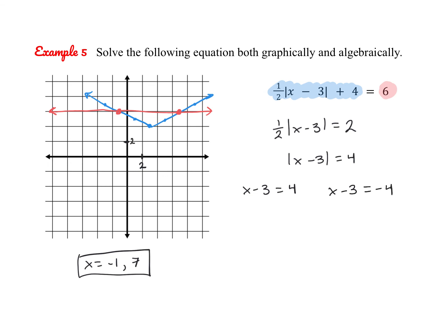So we no longer need our absolute value signs. So we finish solving and we get x equals 7 and x equals -1. So we get the same 2 solutions whether we solve it graphically or algebraically.